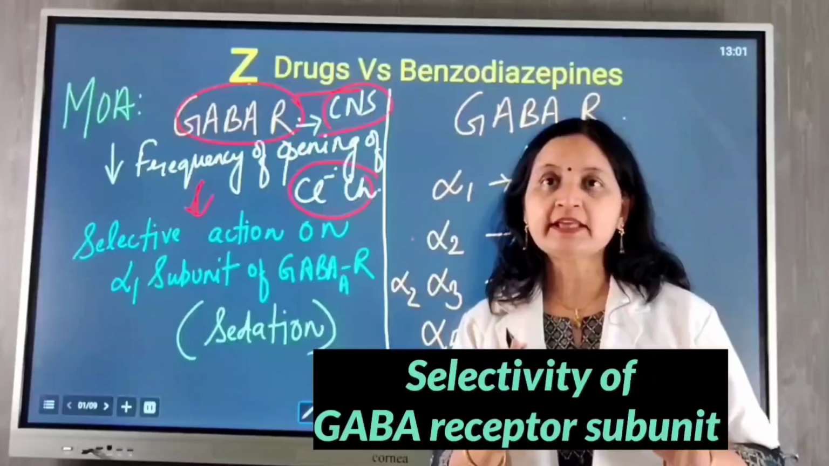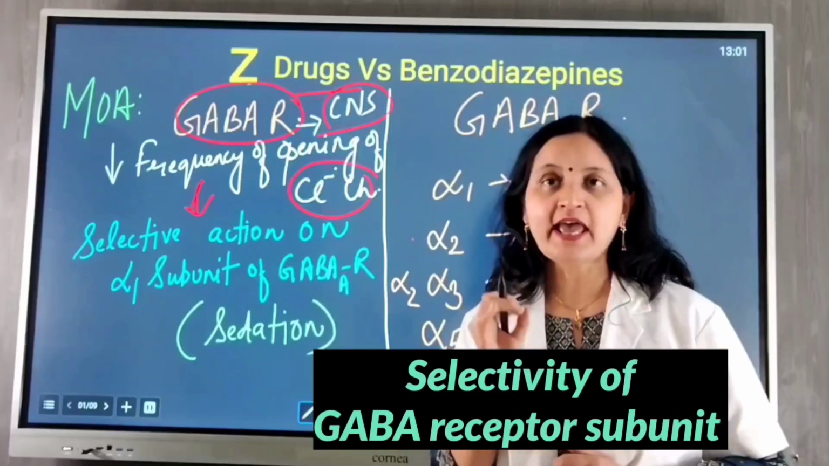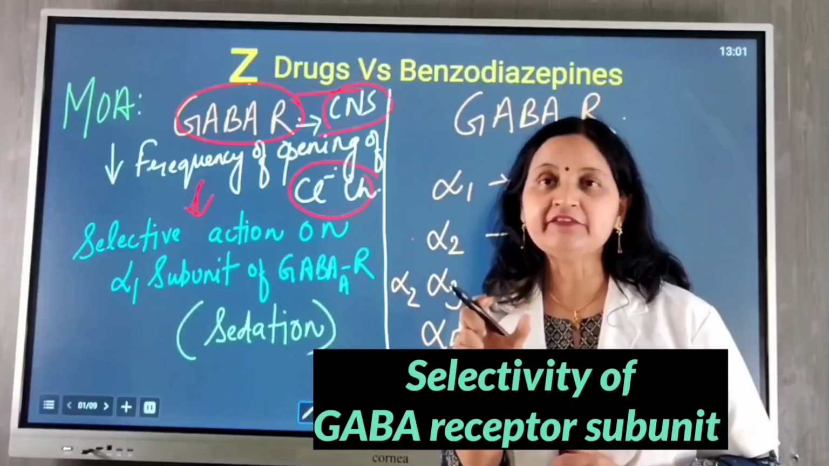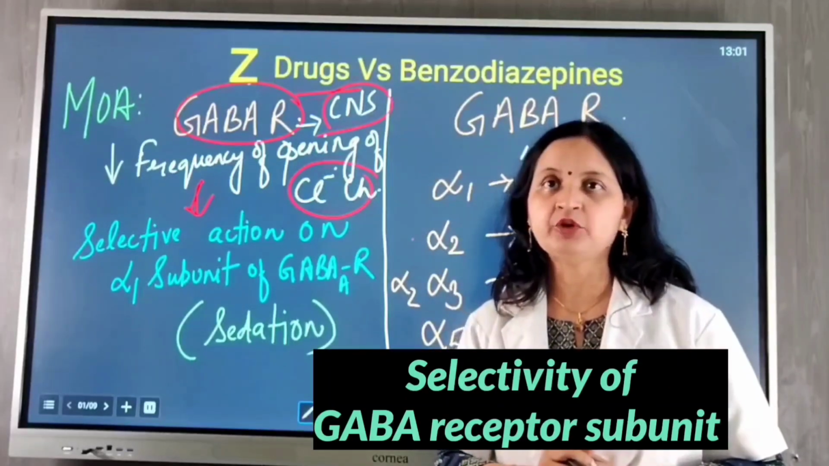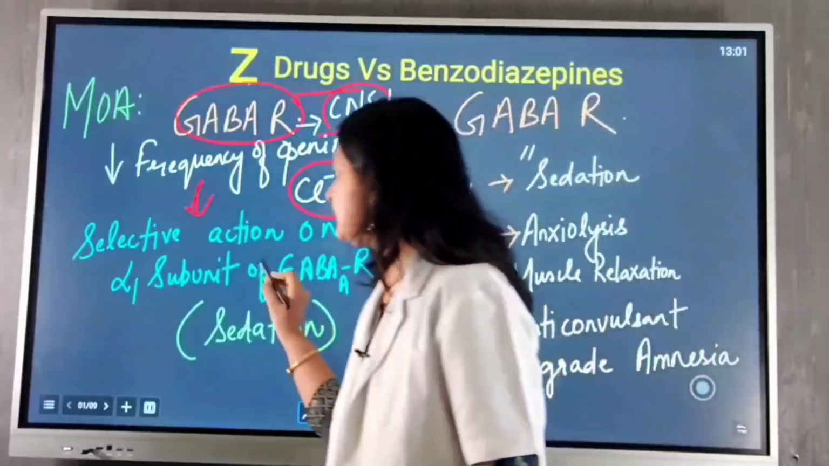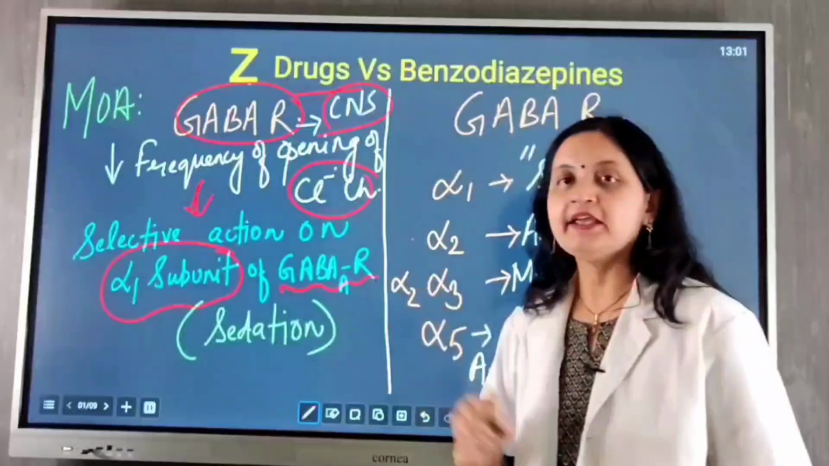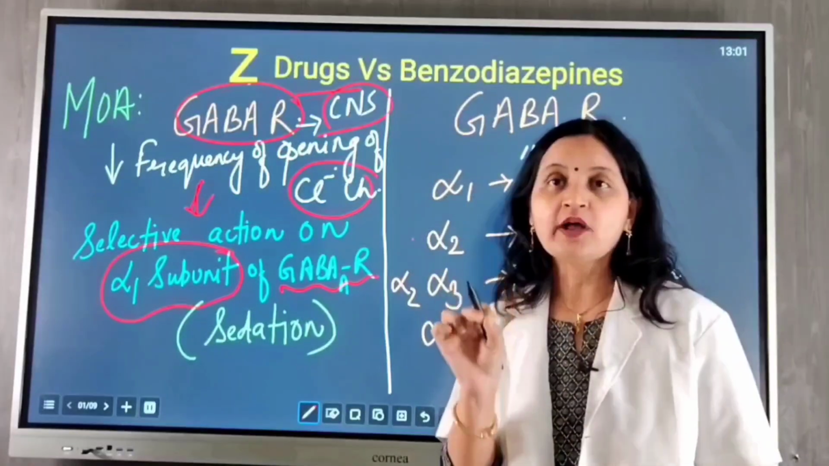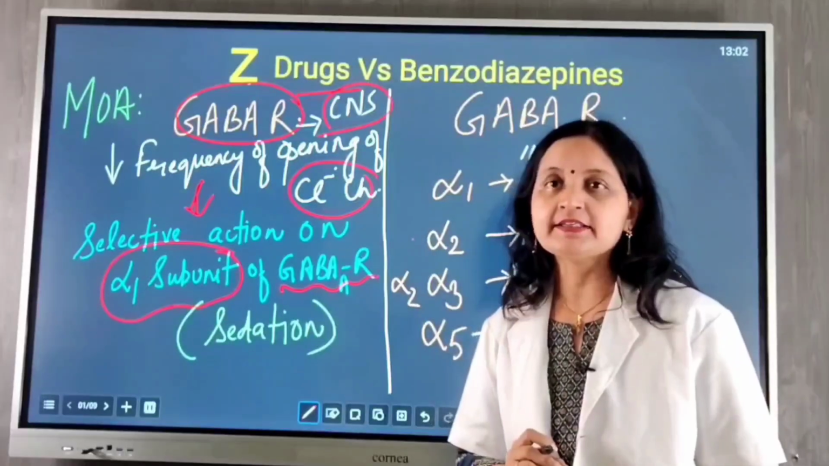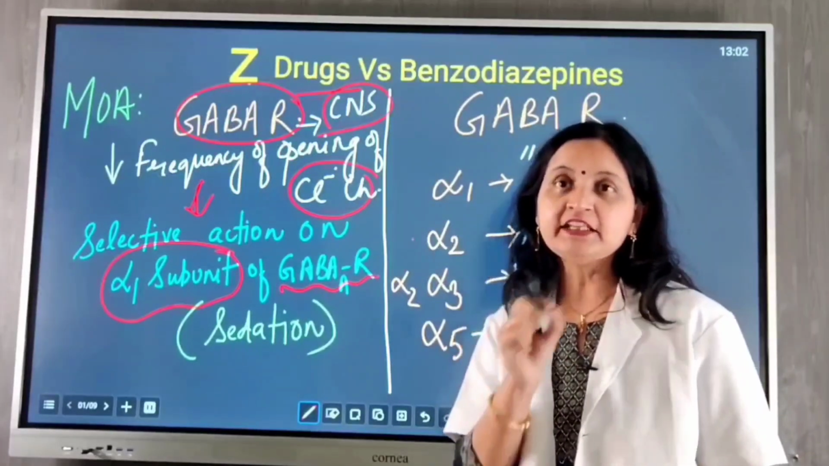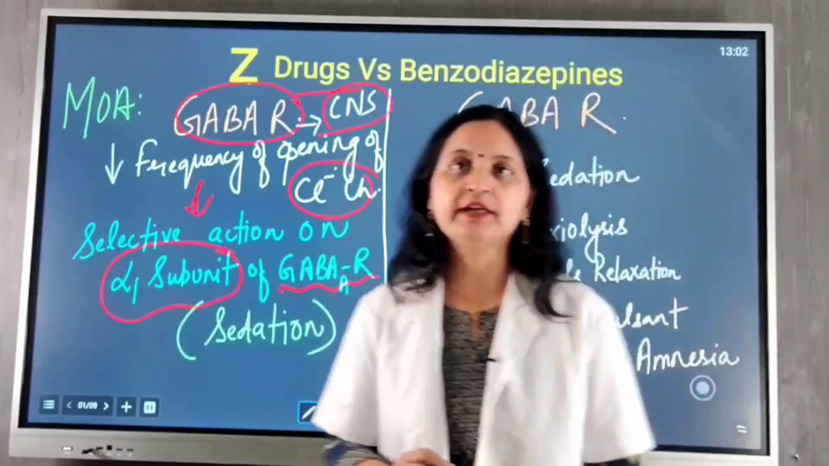While benzodiazepines and Z group of drugs both act on the GABA receptors, the difference lies in the selectivity of the GABA receptor subunit. The Z group of drugs selectively act on the alpha-1 subunit of the GABA-A receptor. So the alpha-1 subunit of GABA-A receptor is activated by Z group of drugs. They have selective action on the alpha-1 subunit.